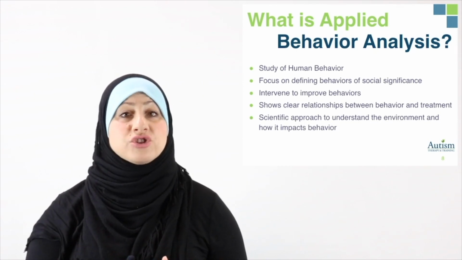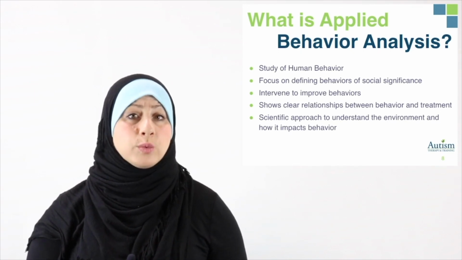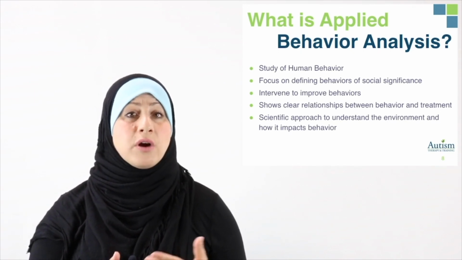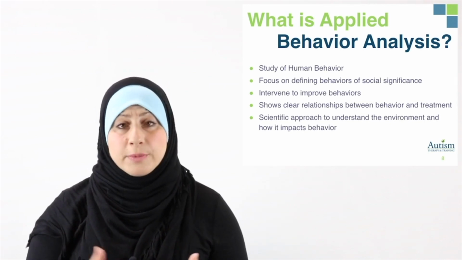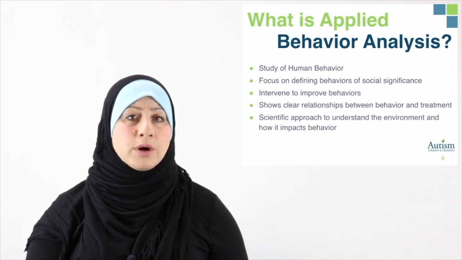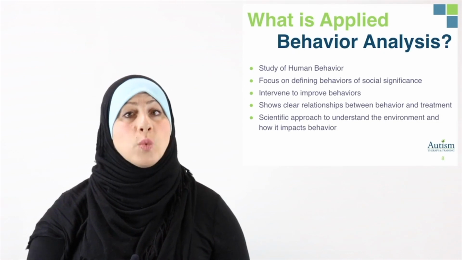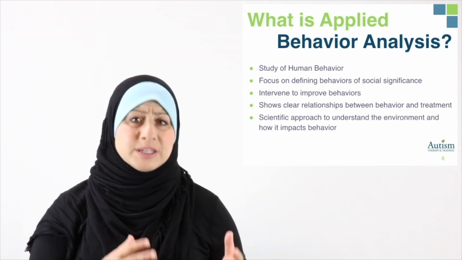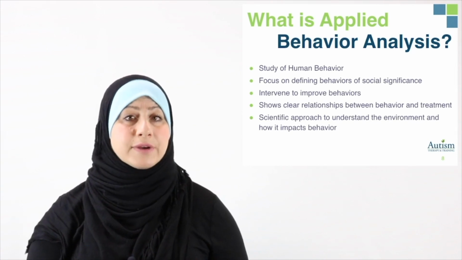We don't want to change just any behavior. For example, if you're working with an adult with autism who does not know how to cross the street safely versus doing their bed, both may be essential skills to learn, but one is definitely more important than the other. So teaching your client to cross the street safely would be our top priority versus making their bed. Crossing the street safely is a socially significant behavior.